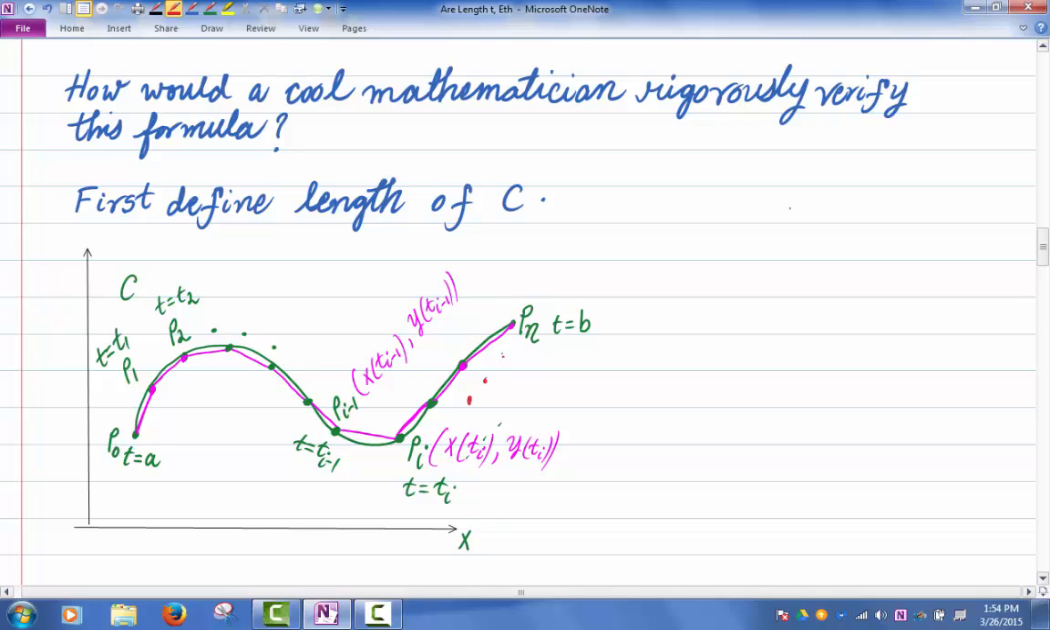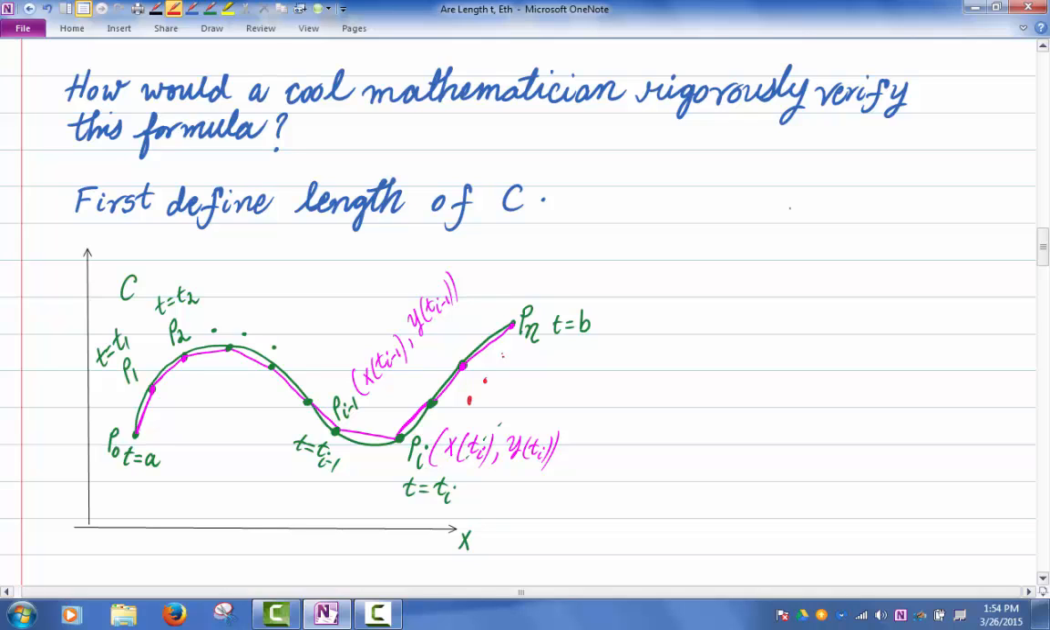So I have all these pink line segments between consecutive points that I picked. Now look at the total length of the line segments. Each line segment, I know what's the length. I'm going to show you in a second what the length of each line segment is. But if I look at the total length of the pink line segments, am I getting an approximation for the length of the curve?